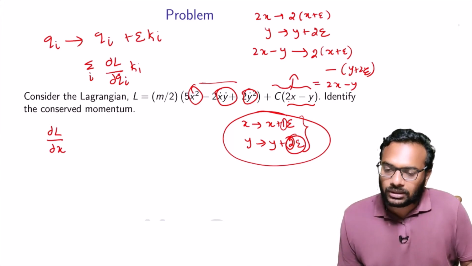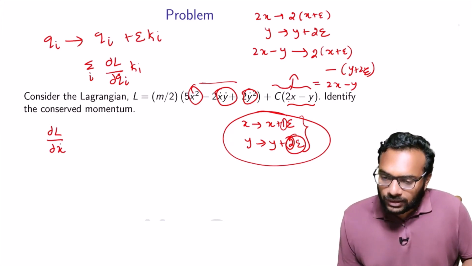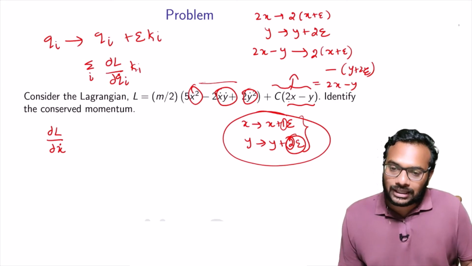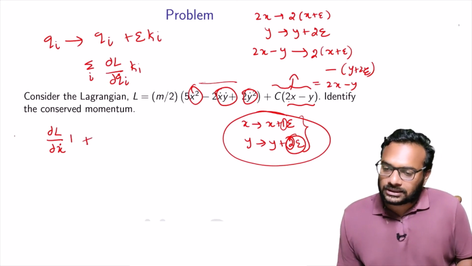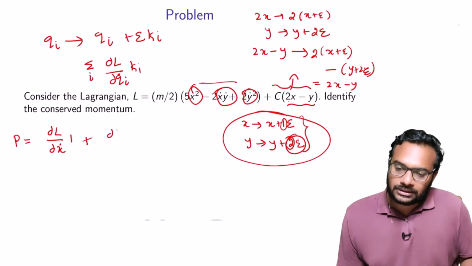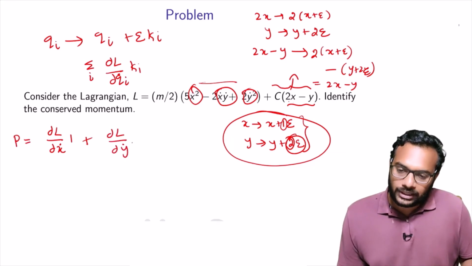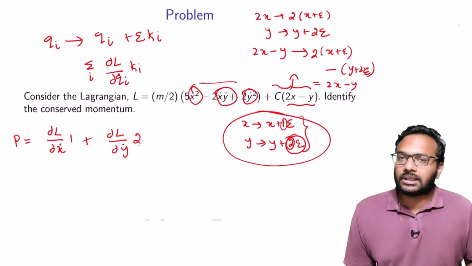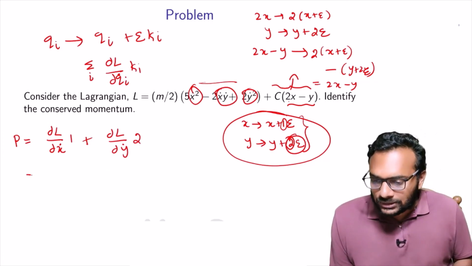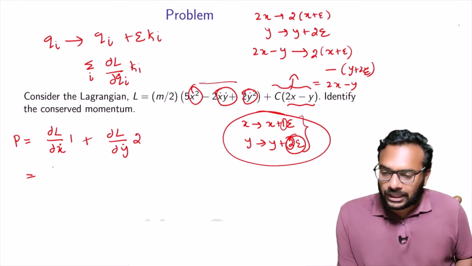Sorry, there's a ∂L/∂q̇i here. So it's ∂L/∂ẋ times Kx, which is 1, plus this is the conserved momentum that we are talking about, ∂L/∂ẏ times Ky. And what is Ky? Ky is 2. This is your conserved quantity. Now you just have to take the derivatives here and simplify.